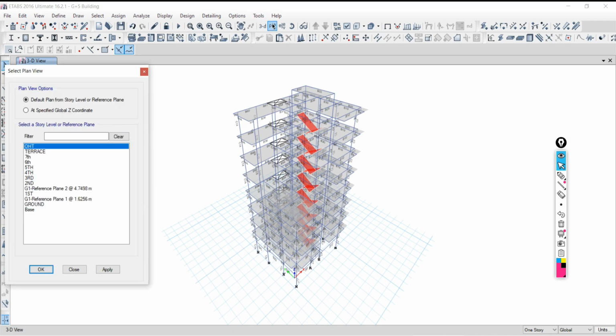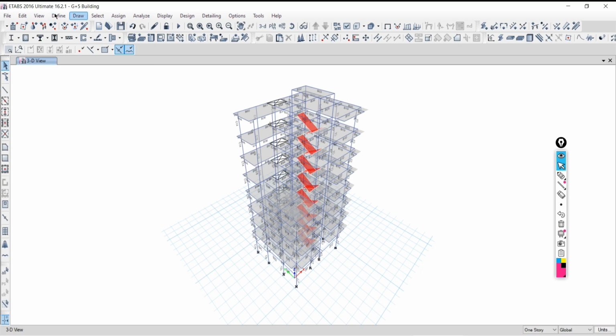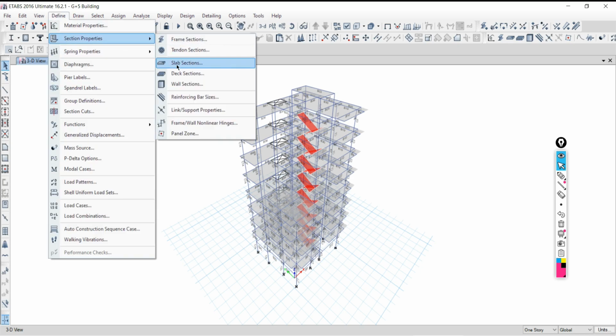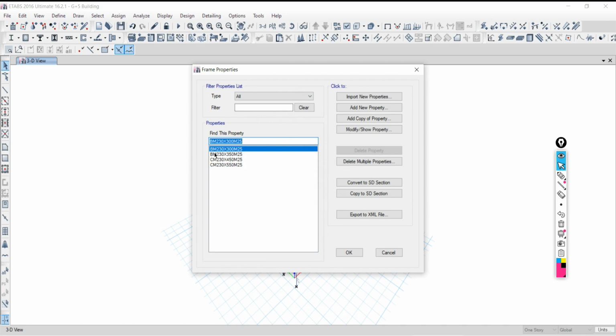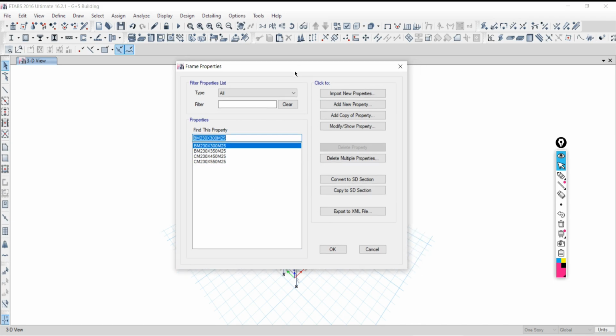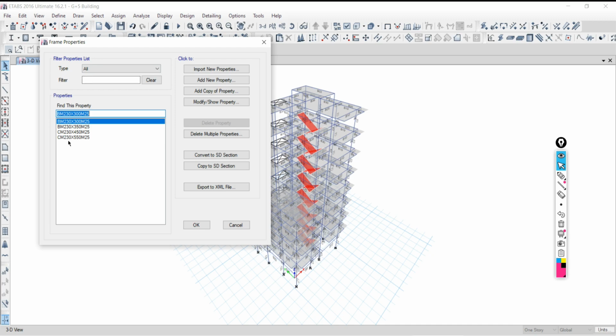So it is a G plus 7 floor building. The section sizes of frame means beam: two types of beam sections are in use. Column sections are 230 by 450. All the columns are 230 by 450 section size. The grade of material used here is M25. The same grade we are going to use for the superstructure and substructure also. So we will use the same grade, M25, for the concrete.